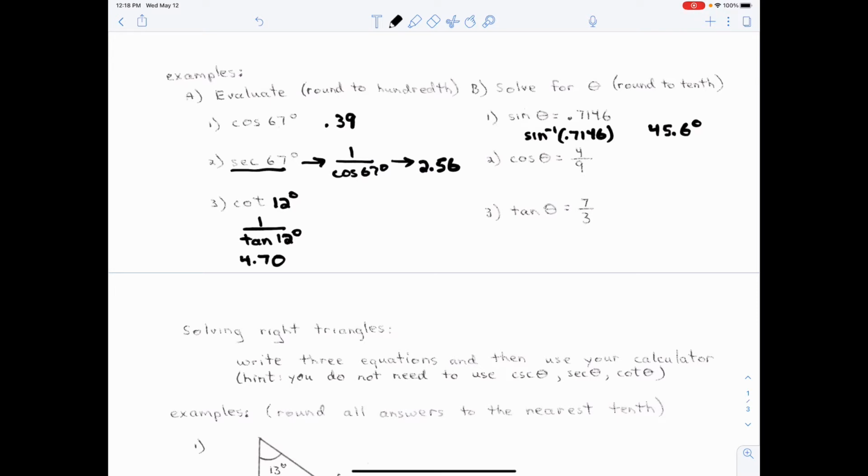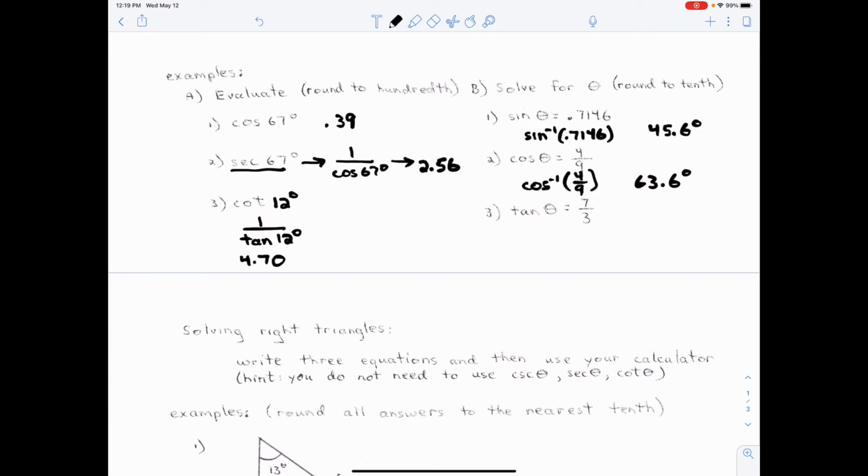Okay? We'd have the inverse cosine of 4/9. And you just type in exactly what it says. And you should get 63.6 degrees.